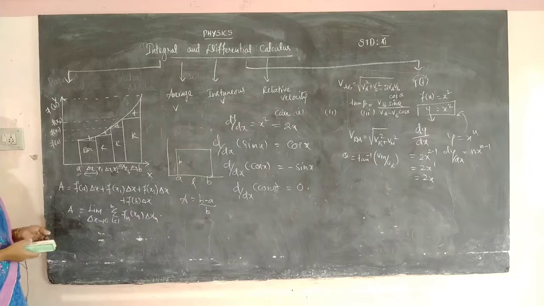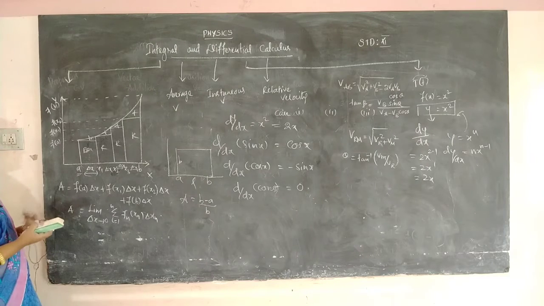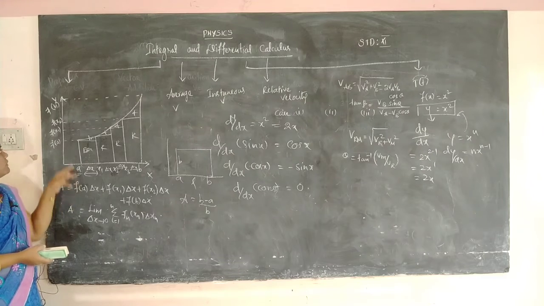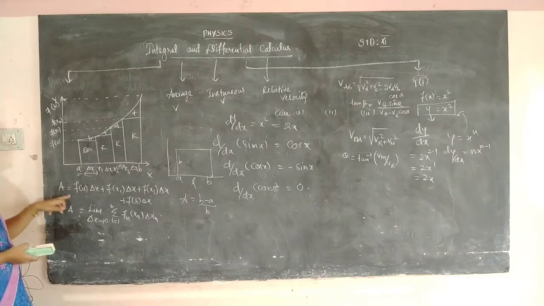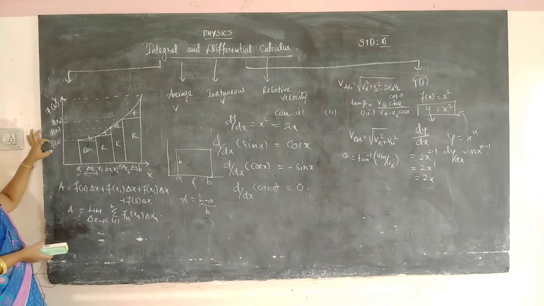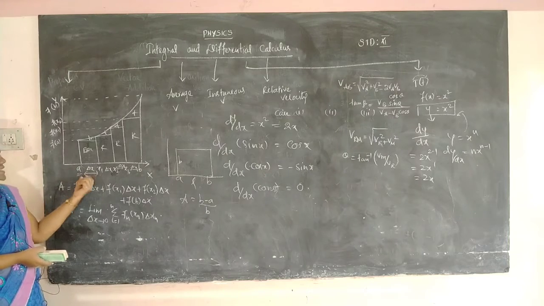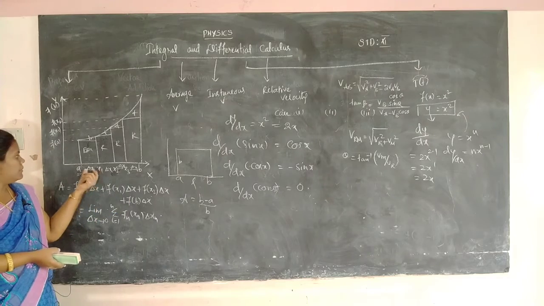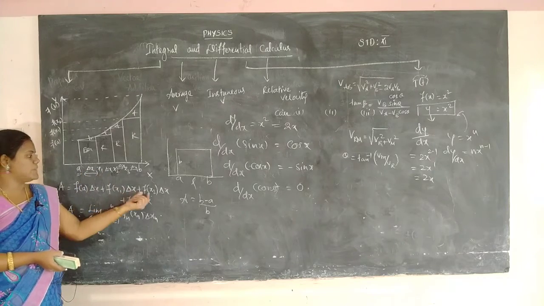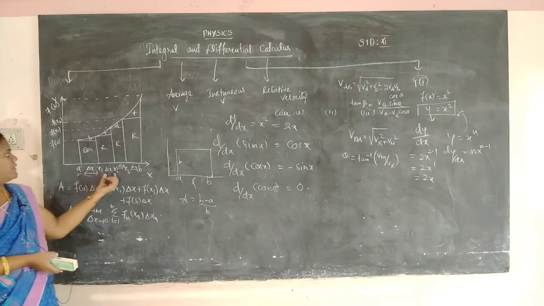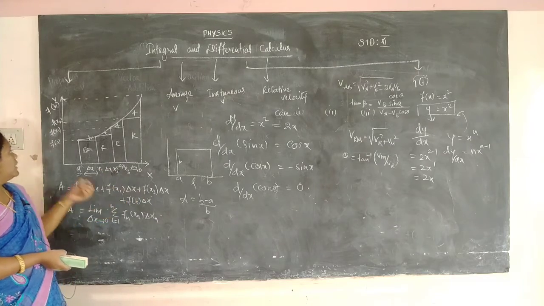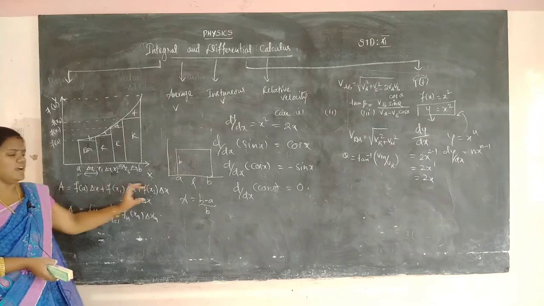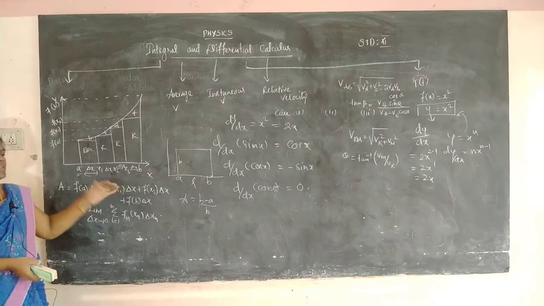Okay, so what is the way we find the area of one shape with the integration form? A is equal to f of a into del x, then f of x1, the value in between the two values, into del x, plus f of x2, in between value, into del x, and then f of b, in between value, into del x. This is the area mentioned in integration form.